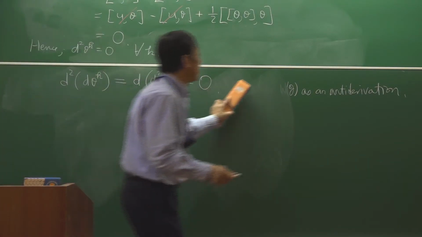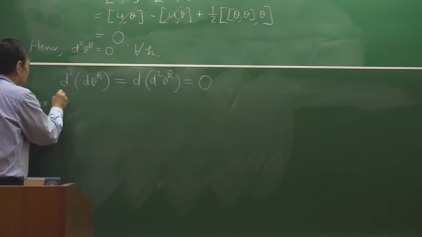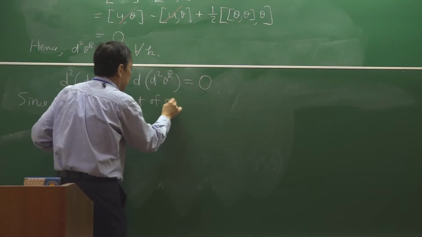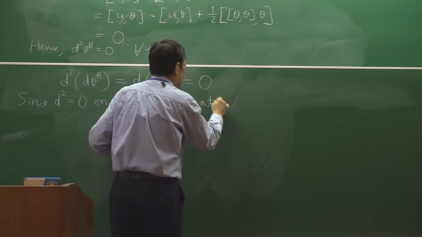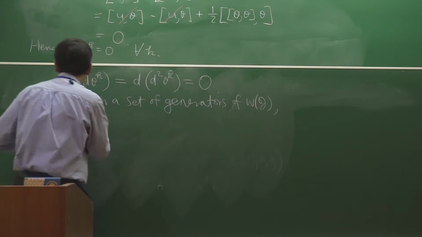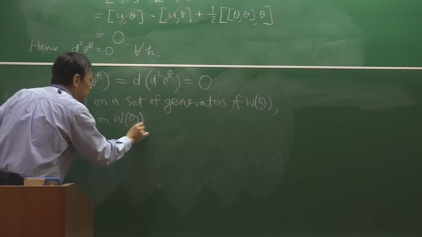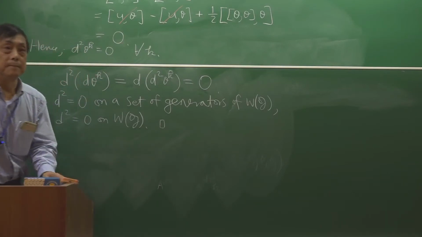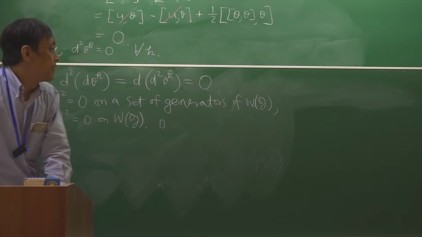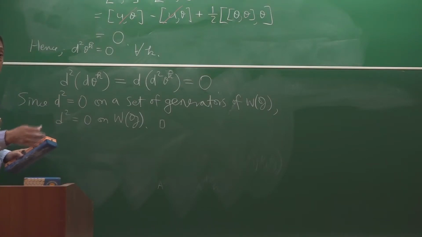And yeah, so since d squared equals 0 on a set of generators of WG, d squared equals 0 on the Weil algebra. Okay. Yeah. So this makes the Weil algebra into a differential graded algebra.